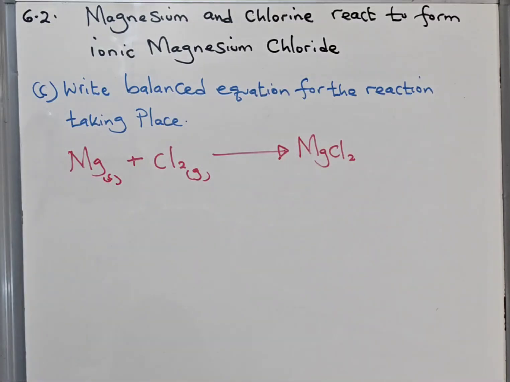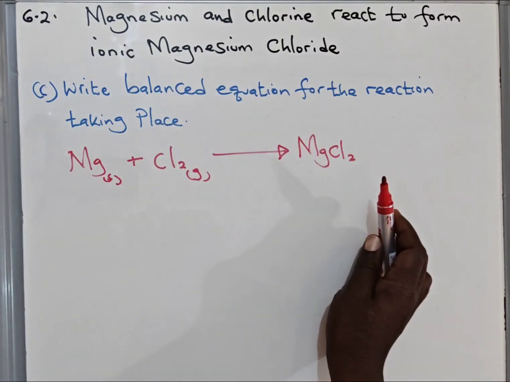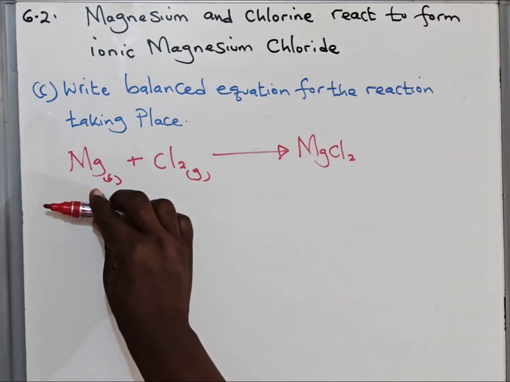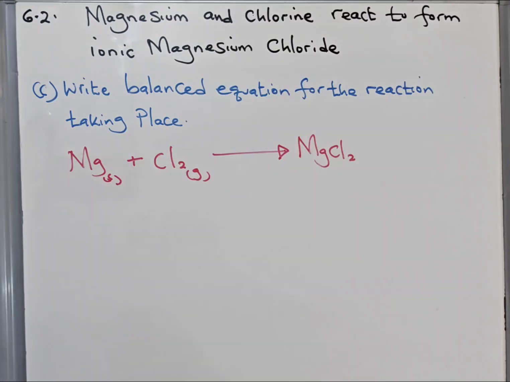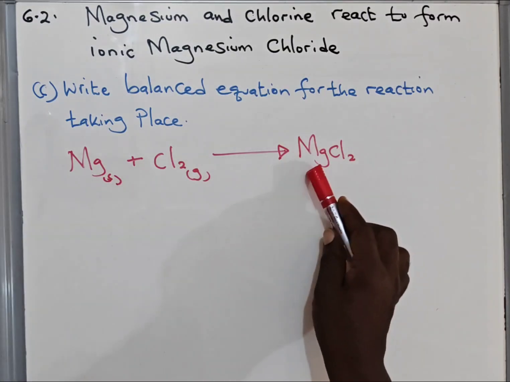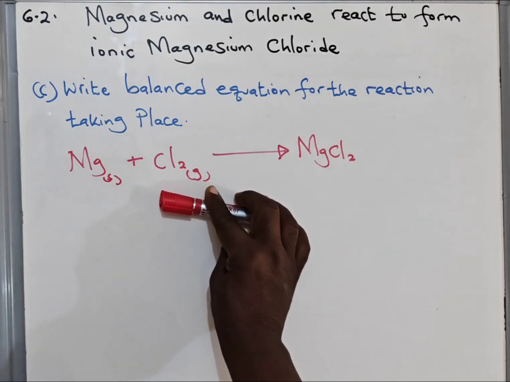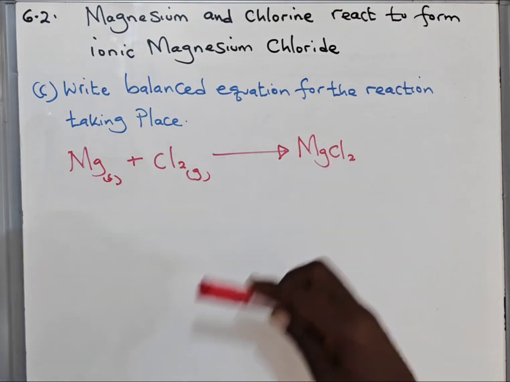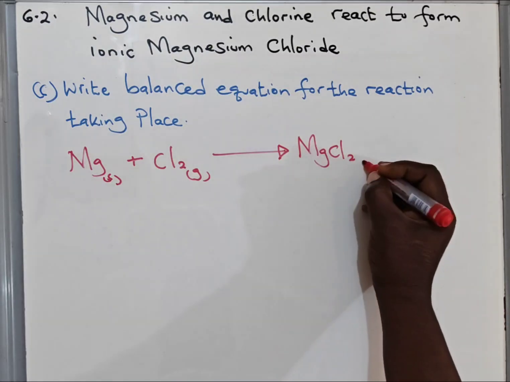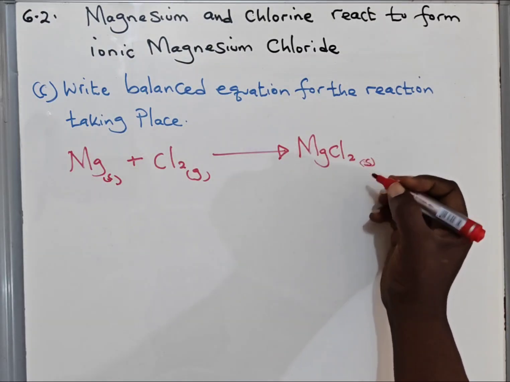But the question says that the equation must be balanced. So let us look here. Magnesium is 1 here and 1 here, so magnesium is balanced. And chlorine is 2 here and 2 there, so it's balanced. This one is a solid in nature.